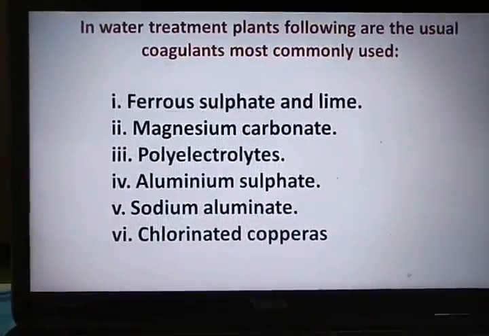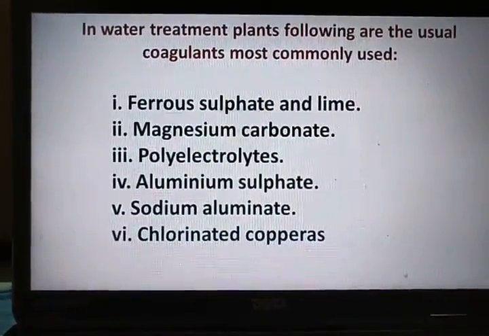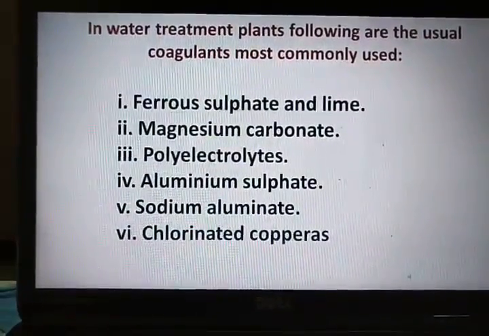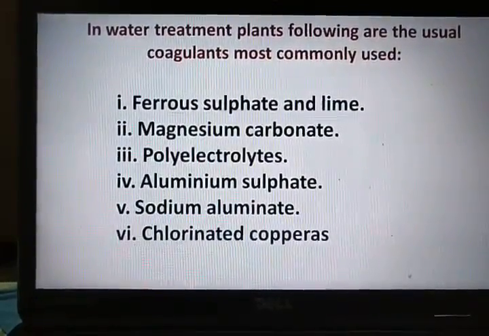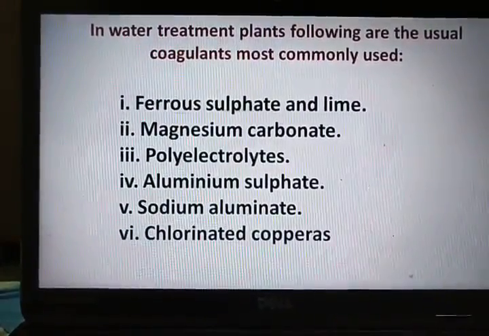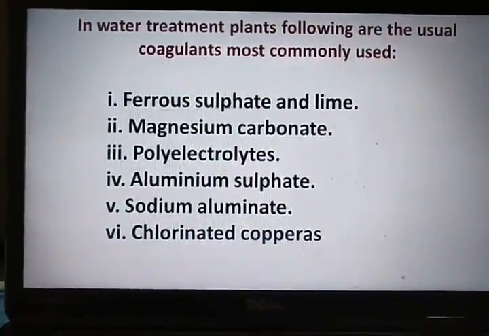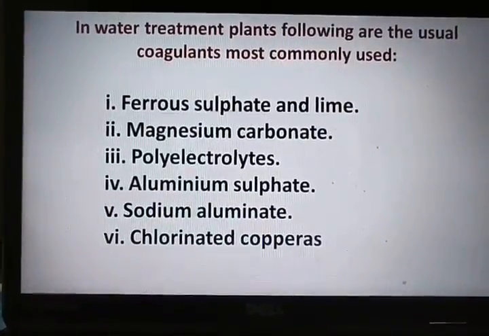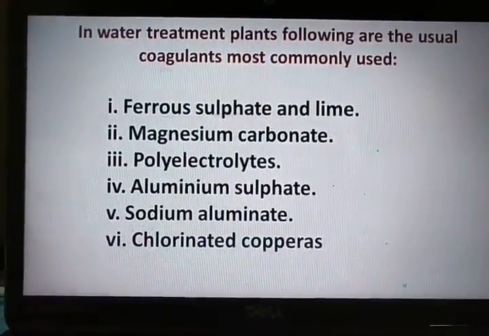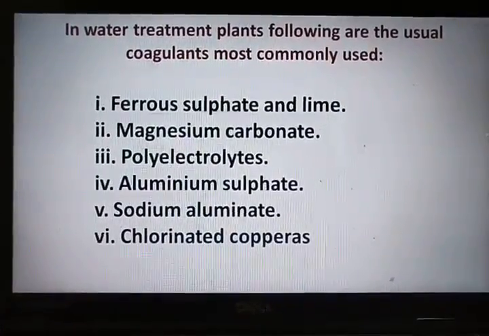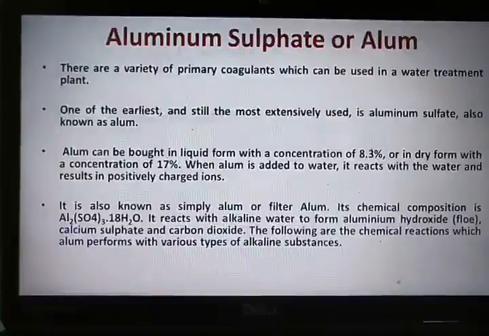Okay, and these are the coagulants normally used in the treatment of water: ferrous sulfate along with lime, magnesium carbonate, polyelectrolytes, aluminum sulfate or alum. Sometimes alum is also used with potassium salt, then it is called potash alum. Then we can also use sodium aluminate and also chlorinated copperas. The selection of the coagulant depends upon the pH of the water, the type of the impurities and the level of turbidity. So based on the characterization of the water, we can select any one type of coagulant.